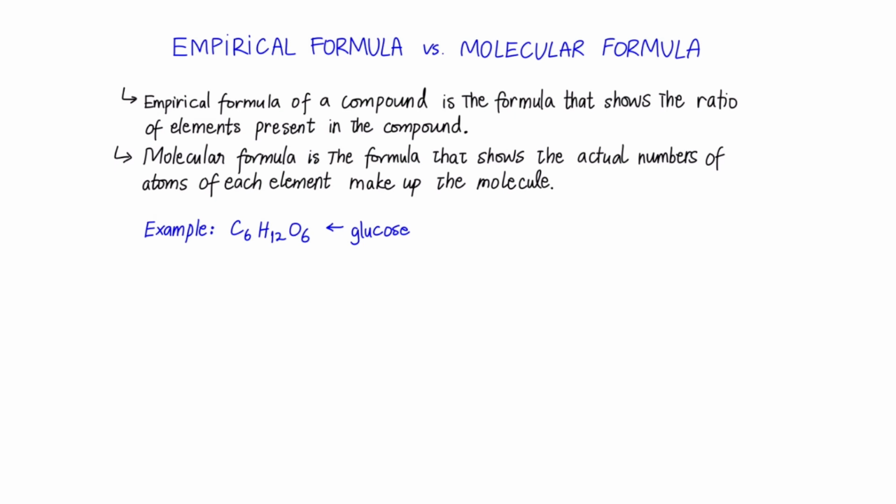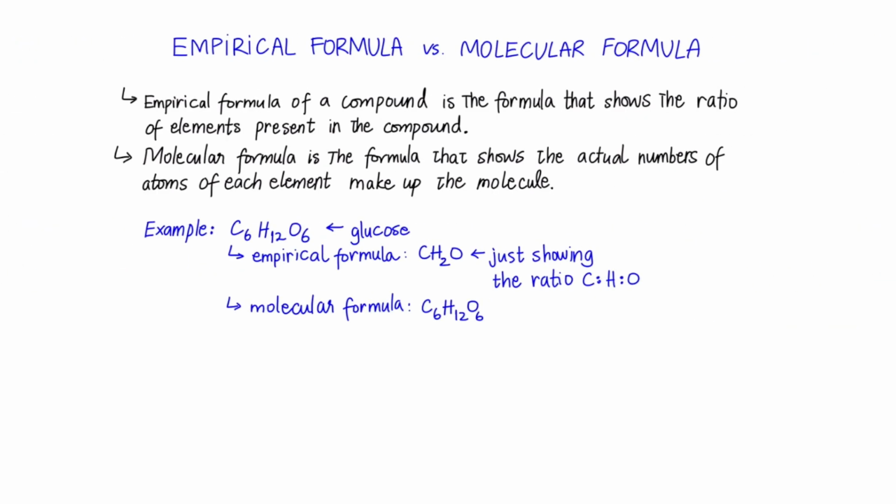Let's look at an example. Let's say we have glucose, and we know glucose is C6H12O6. The empirical formula for glucose is going to be CH2O. We can see that this formula just shows that the ratio of the number of atoms of carbon, hydrogen, and oxygen in a glucose molecule is 1 to 2 to 1. It doesn't actually show how many atoms of carbon, hydrogen, or oxygen are actually present in a molecule of glucose.